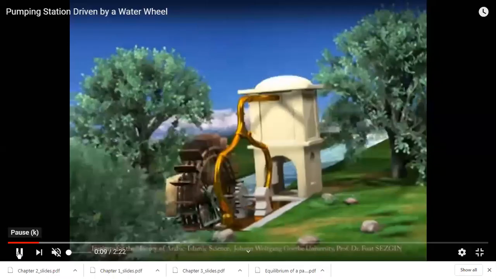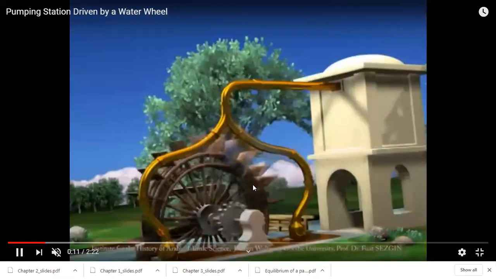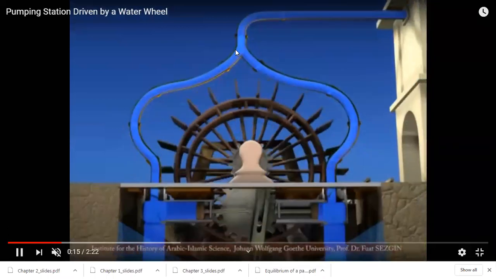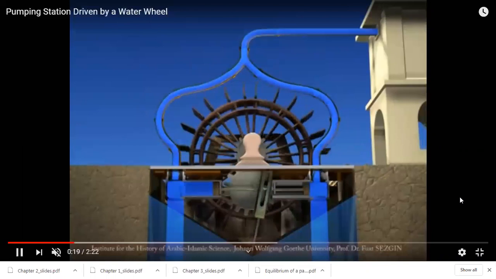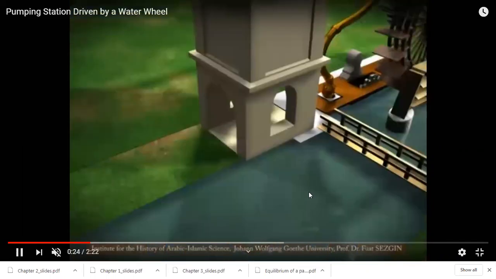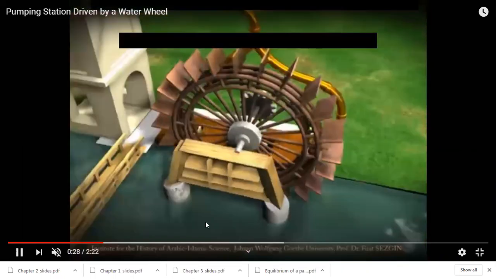So here we will see how the flow of water will be transformed into rotational energy, and then it will be used to pump water. So for example here, first, as you can see, water will go under the wheel and the kinetic energy of the water will produce rotation of the blades.